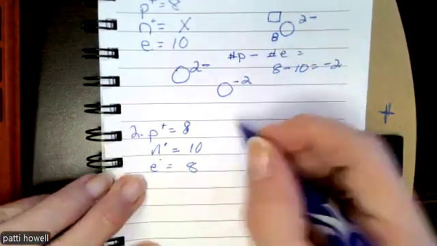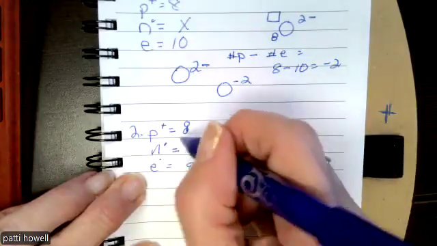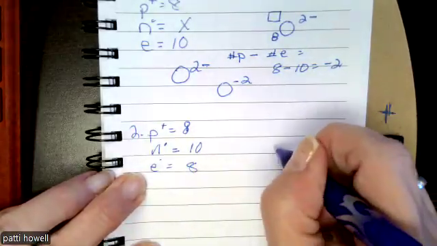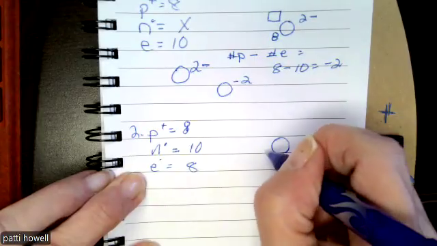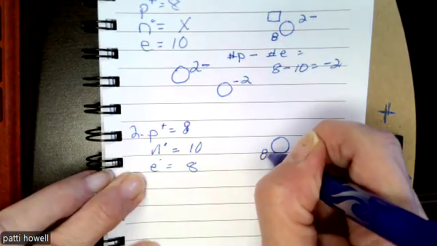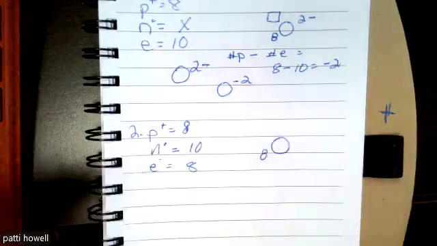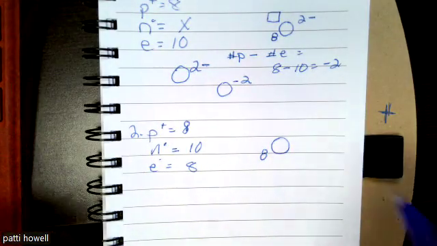Now let's take a look at this one. It's 8 protons. The atomic number 8 is oxygen. So again, I'm going to be working with that. The atomic number goes down here. The number of neutrons is 10.